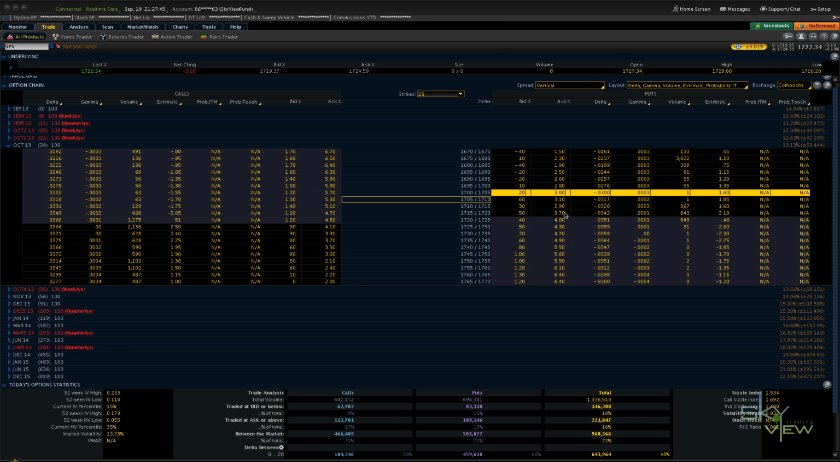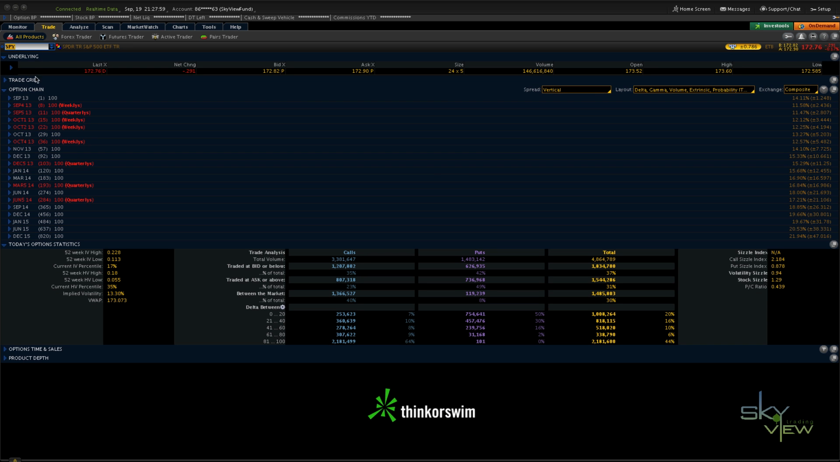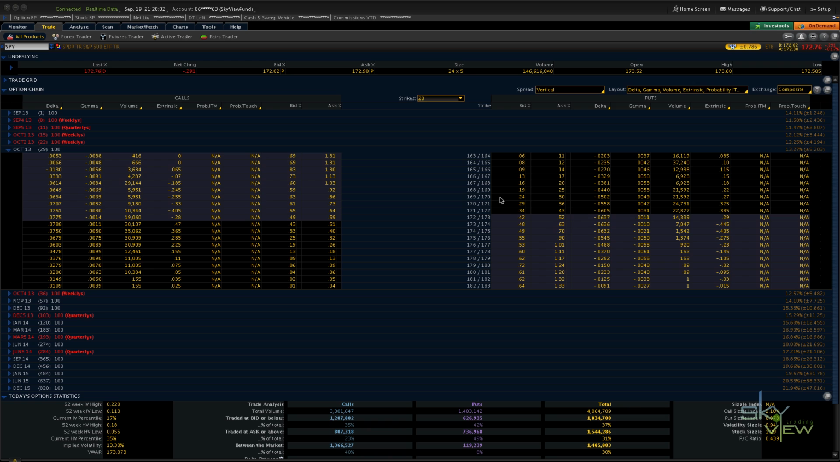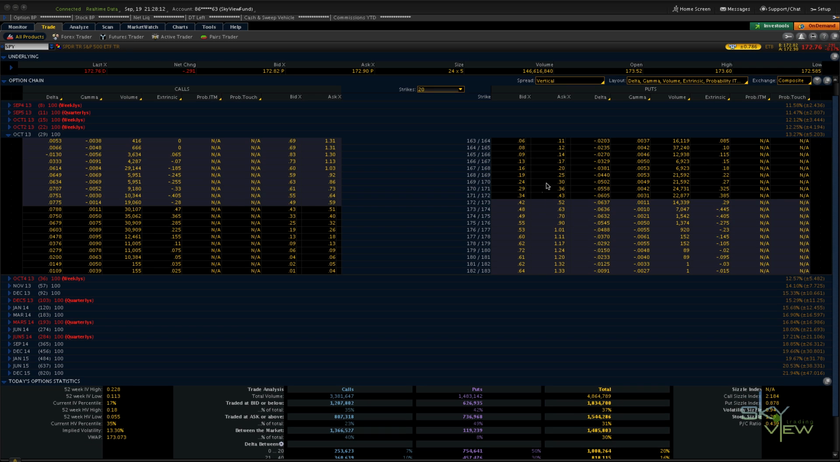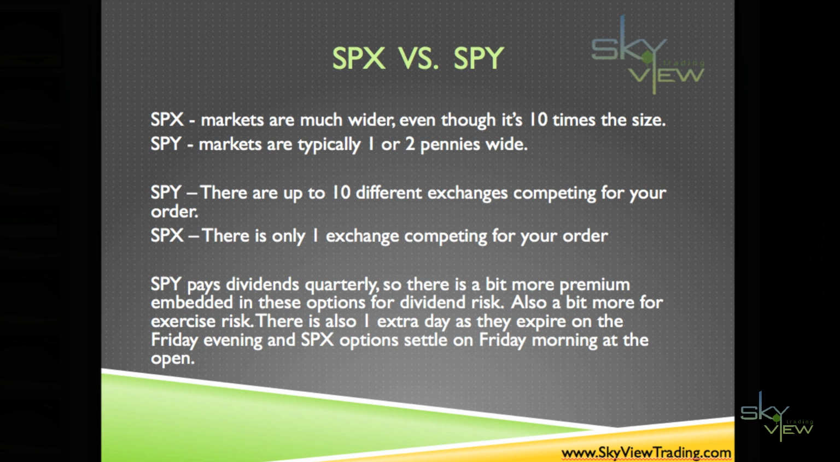That's a big disadvantage. But on the flip side, if we go into the SPY and look at the options in here, you can see the bid-ask spread is a lot tighter. So instead of 20 cents to $3, this one is 24 cents to 30 cents. Also in the SPY, there are up to 10 different exchanges competing for your order, and in the SPX, there's only one exchange competing for your order. So in SPY, basically 10 different exchanges want your business and are fighting to fill your order, versus only one exchange that knows they have your business.